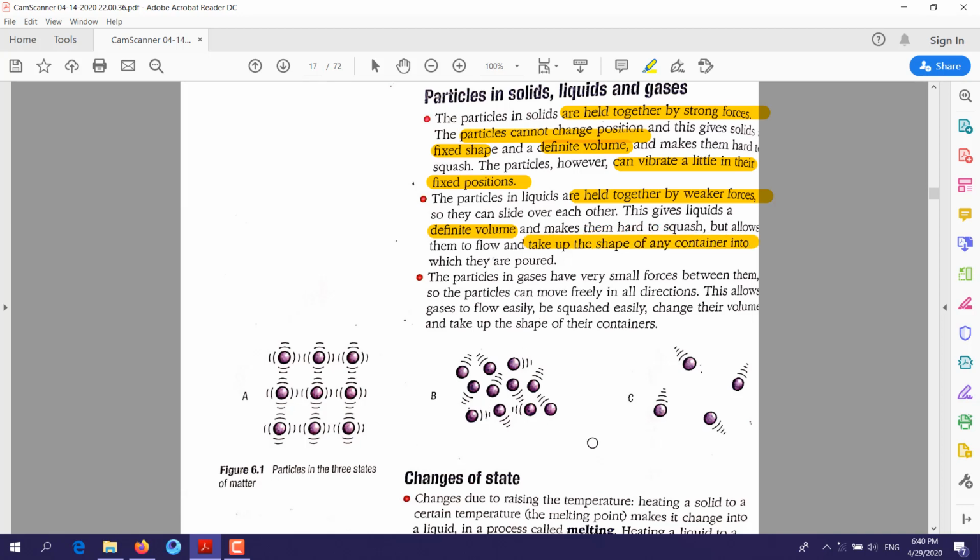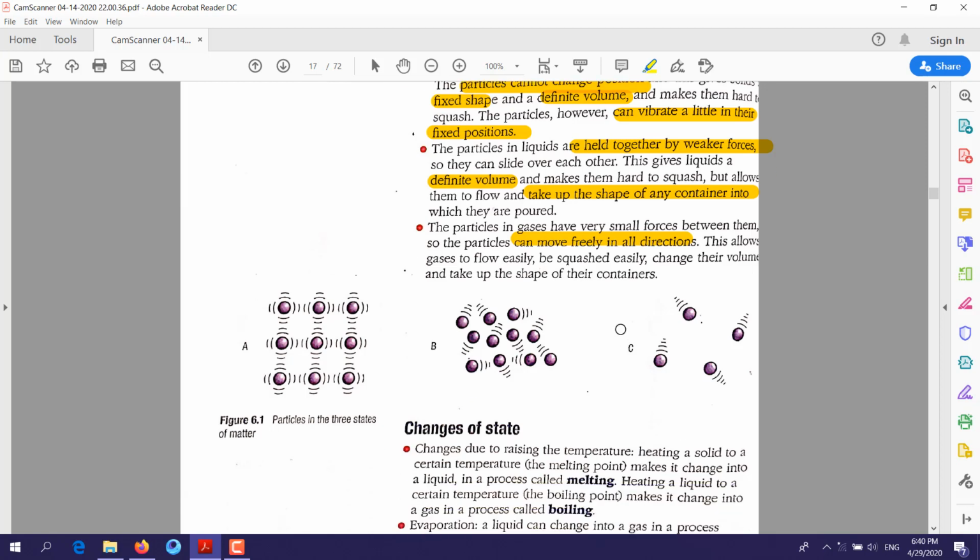Then the last one, the particles of gases. The particles in gases have very small forces between them. That's why they can move freely. So if we talk about the shape and the volume, both of them are changed. They don't have a fixed shape and fixed volume. The shape and volume also depend on the container.